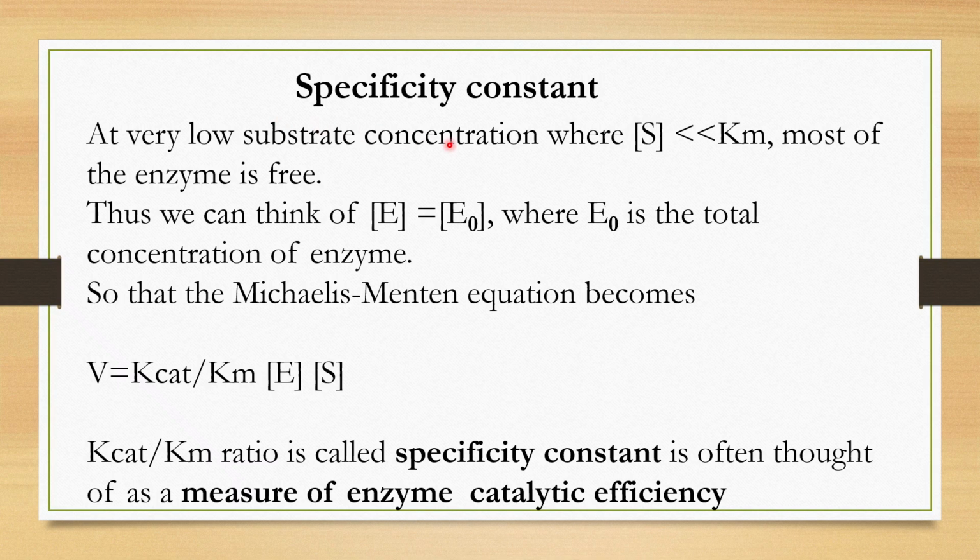Now let's understand the specificity constant. At low substrate concentration, most of the enzyme is free, so the enzyme concentration is equal to E0, the total enzyme concentration. At that time the Michaelis-Menten equation becomes V is equal to Kcat divided by Km into enzyme concentration into substrate concentration. The ratio of Kcat and Km is called the specificity constant, and it measures the enzyme's catalytic efficiency.